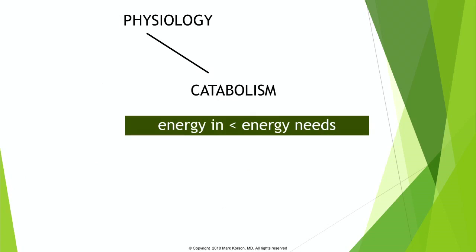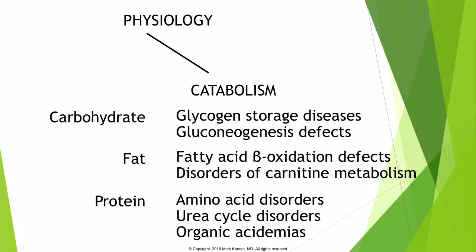In catabolism, where there is not enough calories coming in to satisfy body demands, then the body starts to break down its own stores and utilize them. But with protein, it doesn't do so in a particularly regulated way, so more is broken down than is often needed. But this is where you're going to find in the catabolic pathways, this is where you find all the classic metabolic disorders. These are all in catabolic pathways.